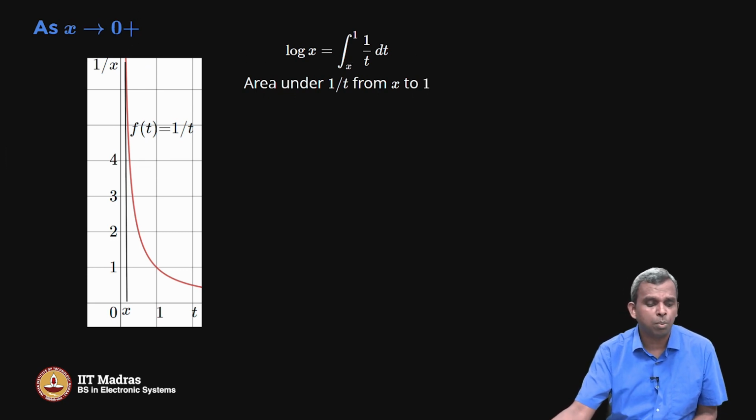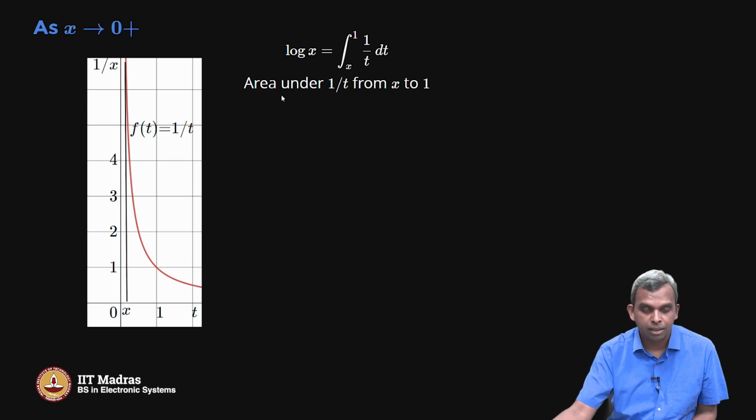Why am I saying 0 plus? I'm not allowed to go negative, right? So x should tend to 0 but only from the right side. That's what is allowed. Here I have taken a particular x which is lesser than 1, and I am also showing on the curve that x corresponds to f of x equals 1 by x. See, f of t is 1 by t. So if I have x here, f of x will be 1 by x. So that's my line here.